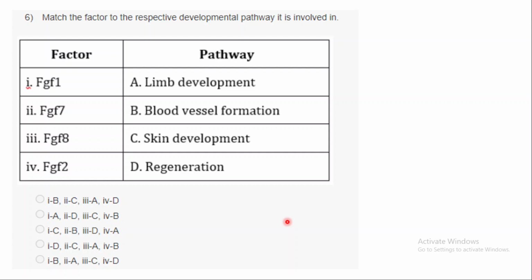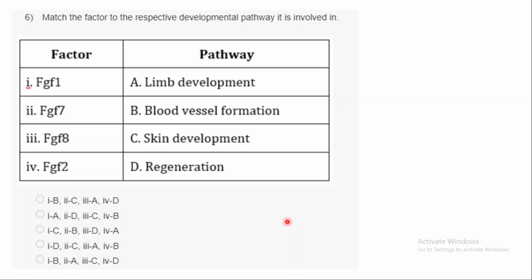So the sixth question is a match the following question, right? We have FGF proteins on the left, and pathways they affect on the right. FGF1, limb development; FGF7, blood vessel formation; FGF8, skin development; FGF2, regeneration.